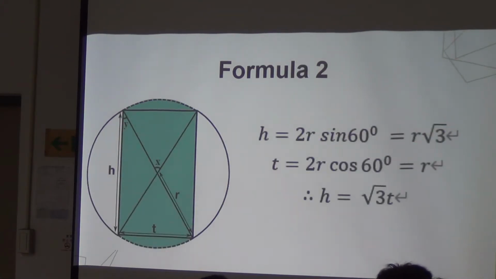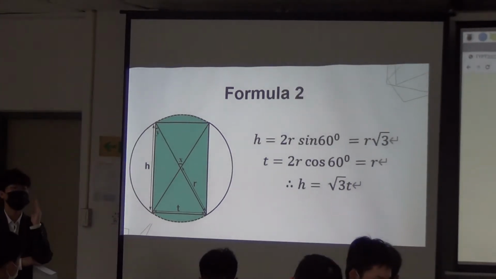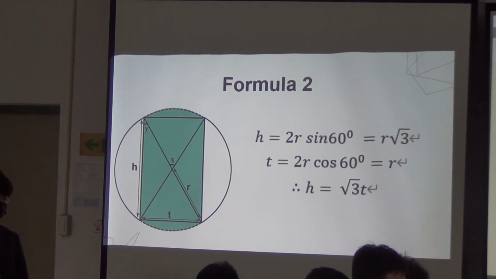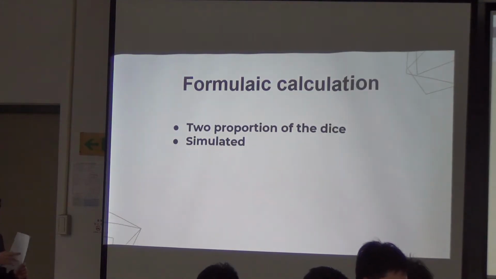Okay, so actually there's another way to calculate this geometric outlook of this dice. We do not consider it as a sphere, but simply consider the green part as the edge of our coin. The proportion on the edge of the coin is 1 to square root of 3.